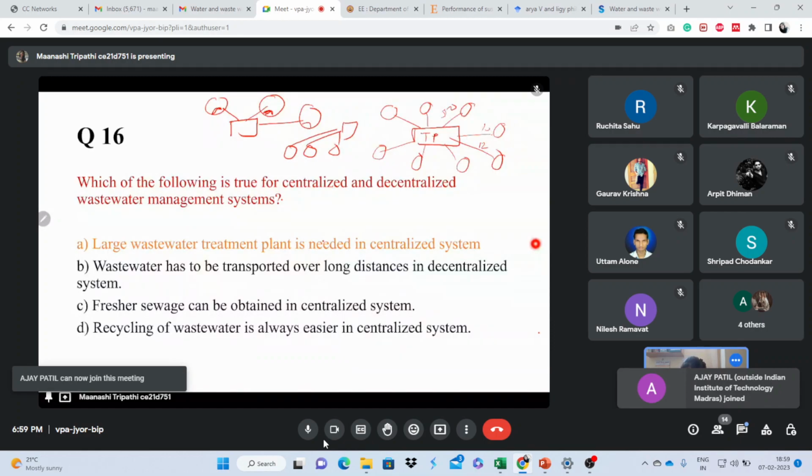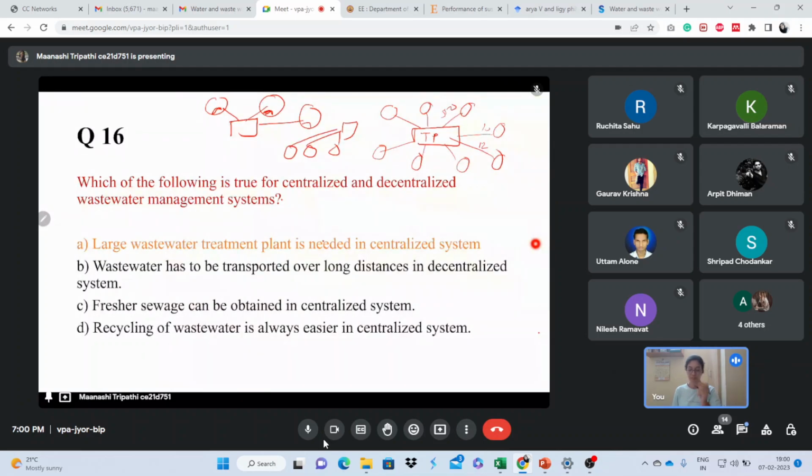The third option is that fresh sewage can be obtained in a centralized system. In a centralized system, water is coming from far, so how can the sewage be fresh? It won't be fresh. It will be smelly and dark in color, so it will be difficult to handle as well. Oxygen content will be very less.